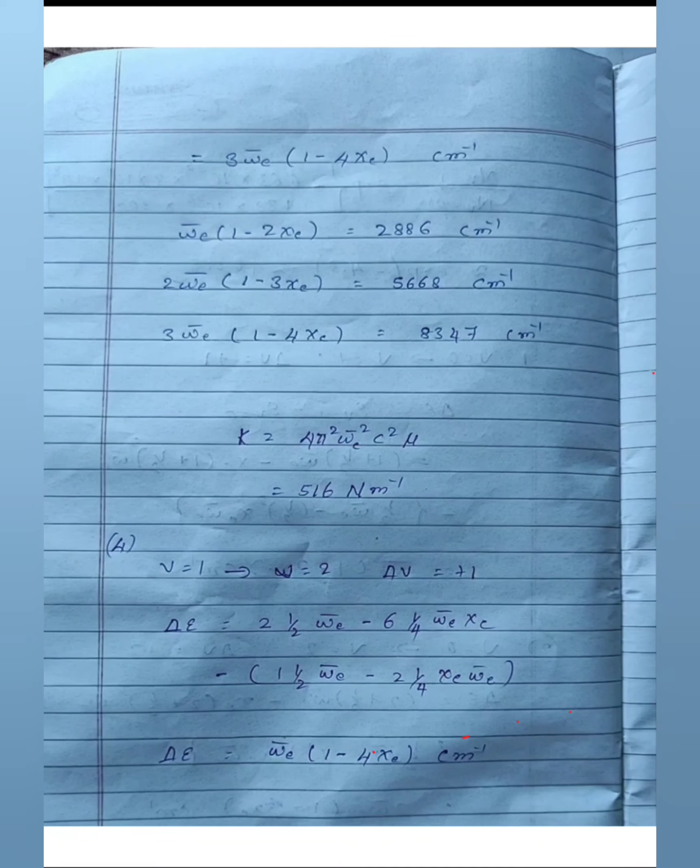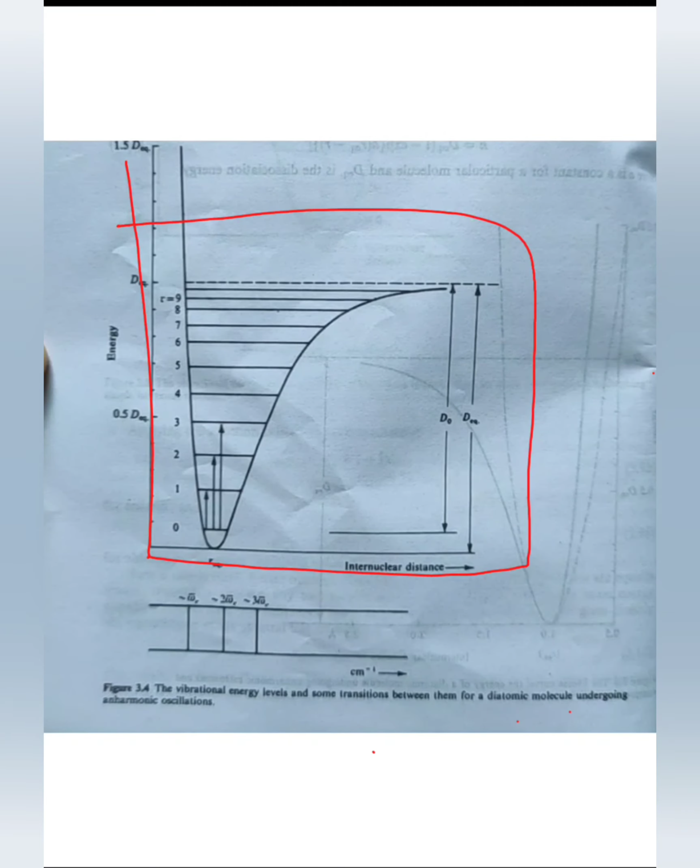Here you can see the transitions we discussed just 5 minutes back: ground state to first excited state, ground state to second excited state, and ground state to third excited state. Here all the molecules are present in the ground state, so the first few transitions are more intense, and higher transitions are less intense.